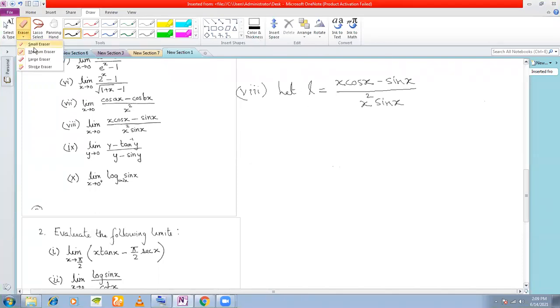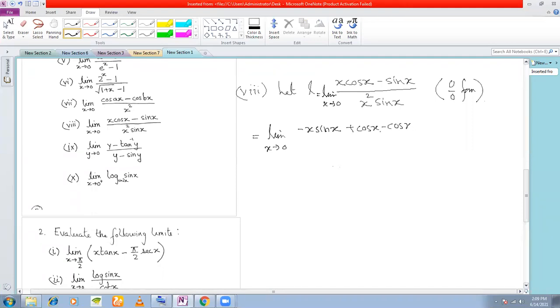Anyway, let's finish this problem for today and we'll continue tomorrow. L is equal to limit x tends to 0. If you see this, this is a 0 by 0 form. You differentiate the numerator and denominator separately. You get minus x sin x plus cos x minus cos x, divided by, again differentiating the denominator by the u into v rule, 2x sin x plus x square cos x. This is by the LH rule.